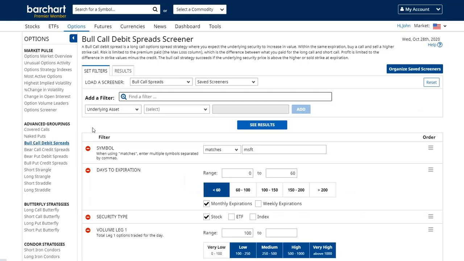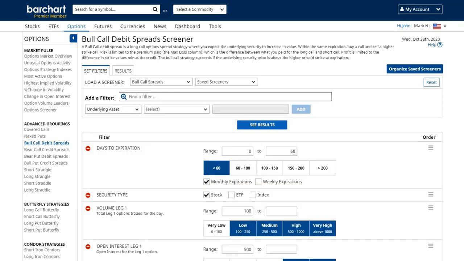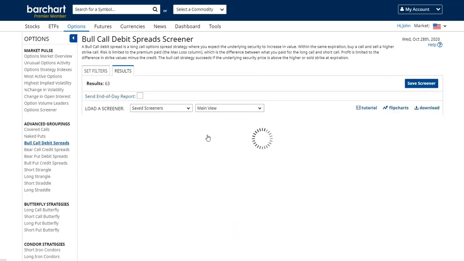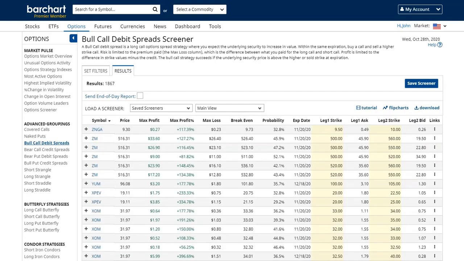So there's a way you can filter down to the individual stocks if that's what you want to do, right? Okay. So like all of our screeners, we do have multiple other views that we can use. This is our main view. We do have dividends and earnings.